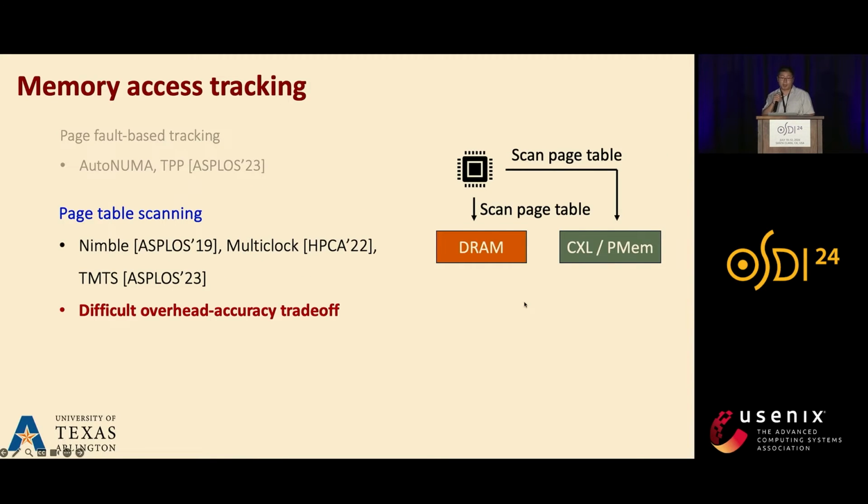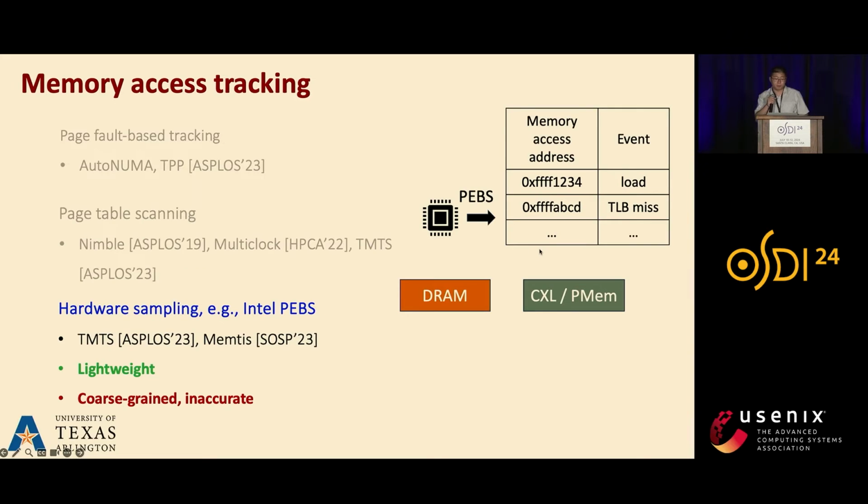Another approach is page table scanning. A separate kernel thread periodically scans the access bit of the page table entries to determine hot pages. While it is off the critical path of user data access, page table scanning has to address a difficult trade-off between the scanning interval and the tracking accuracy. Frequent and large-scale scanning yields good accuracy, but that is expensive.